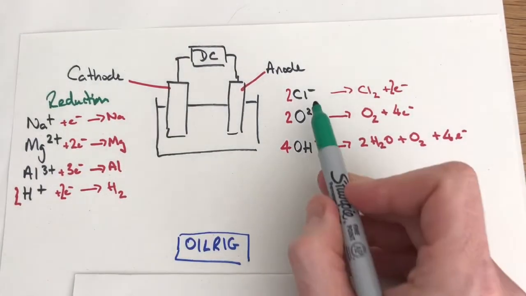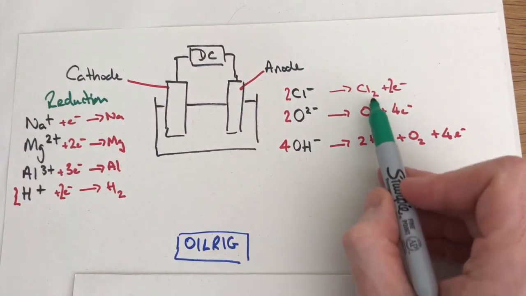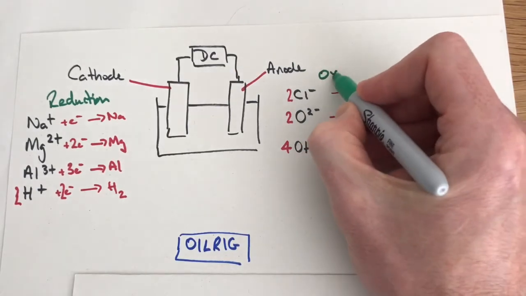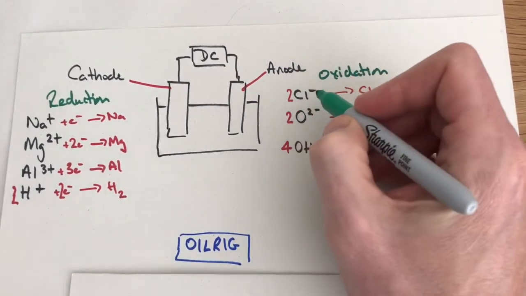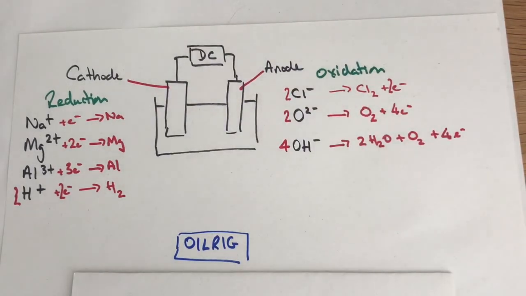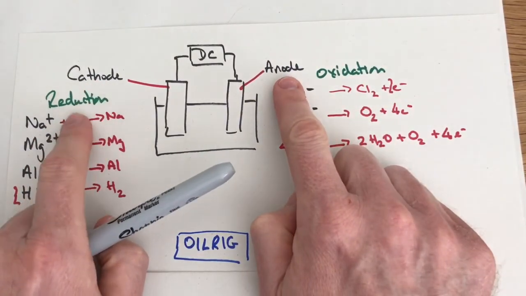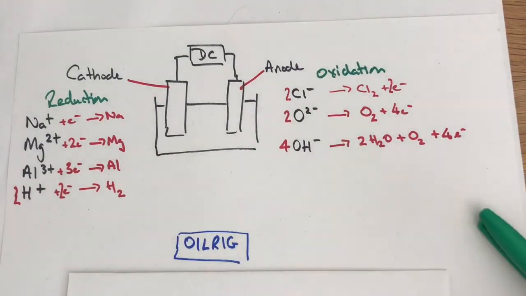On this side, these all start off with electrons. They lose their electrons to form the molecules that we can see here. So because this is loss, this is oxidation, and oxidation is happening at the anode. So some key points in there for you to pay attention to. Make sure you can work out the equations. Make sure you know the cathode and the anode, and it's reduction at the cathode and oxidation at the anode.